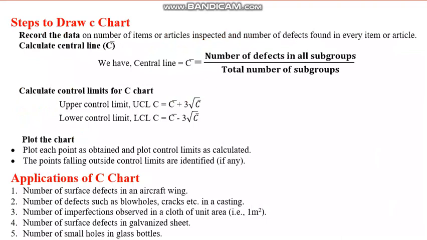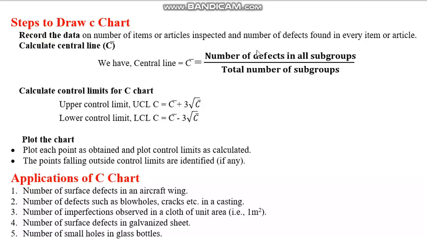Second is, because it is used for the same sample size, you see, one step is omitted. You need not calculate that second step that we used in the P chart. Now directly we will find out C bar. C bar is the central line, that is the number of defects in all subgroups upon the total number of subgroups.